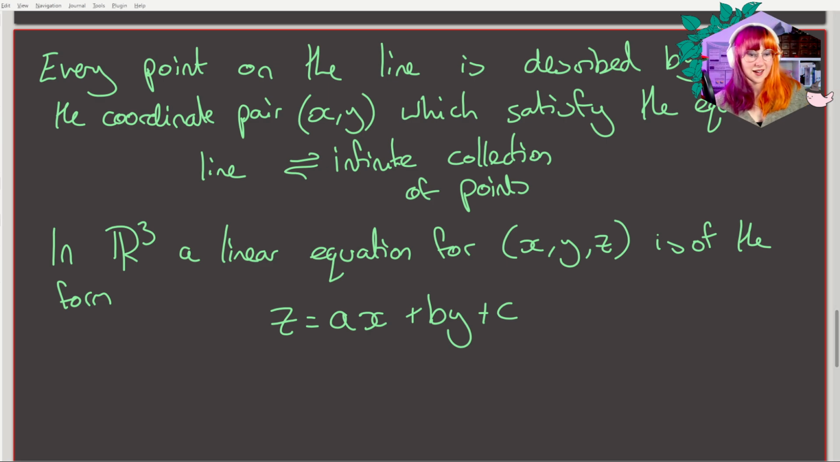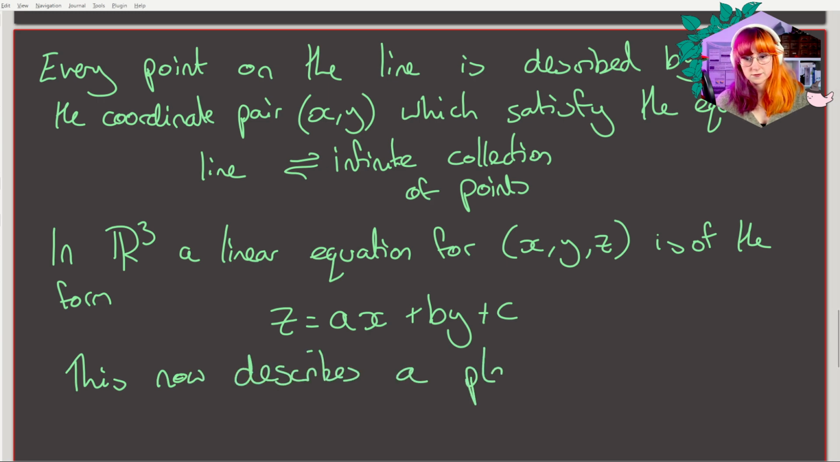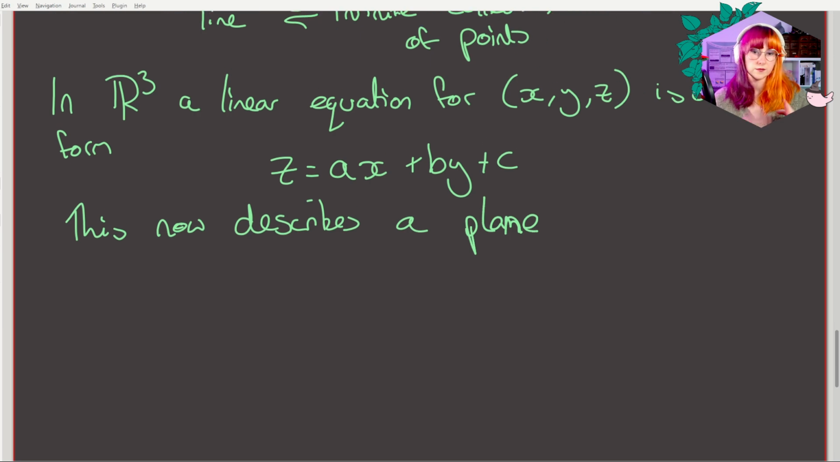Okay, so this doesn't describe a line because now we have an x and a y coordinate and a z coordinate. So this now describes a plane. I could do plots of this where I take x and z and look at it, and I would get a line. I could do x and y, look at it, I get a line. I could do y and z and get a line.